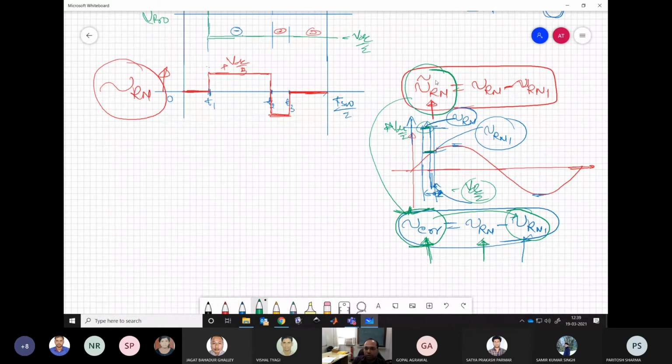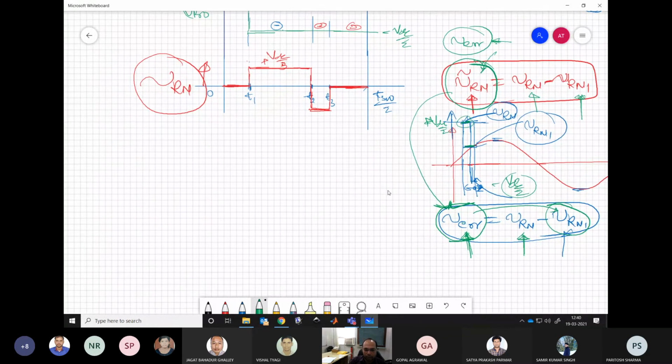So I hope this is clear. The ripple is nothing but our voltage error, what we are creating in the system because of our PWM operation compared to what we actually need in the system. We need to apply VRN1, but we are applying VRN. And this is where we are creating the error. This is actually the ripple. So now we can figure out what is our ripple from this particular waveform.